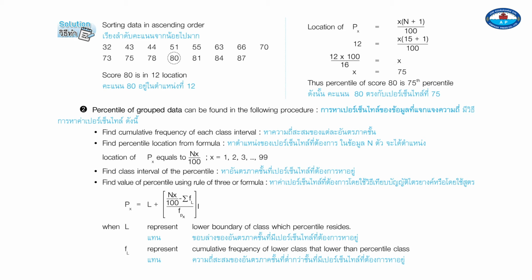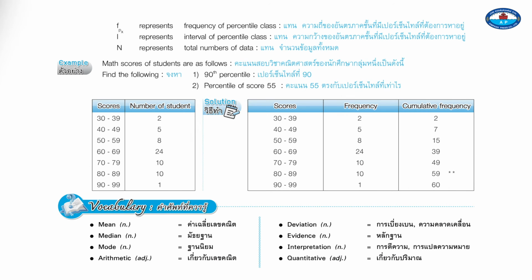Px equals L plus (nx over 100 minus summation Fl) over Fpx, times I, where L represents the lower boundary of the class in which the percentile resides. Fl represents the cumulative frequency of the classes lower than the percentile class. Fpx represents the frequency of the percentile class. I represents the interval of the percentile class. N represents the total number of data.